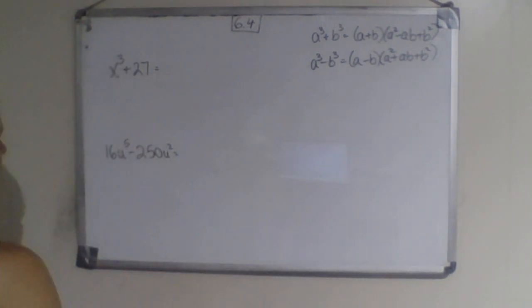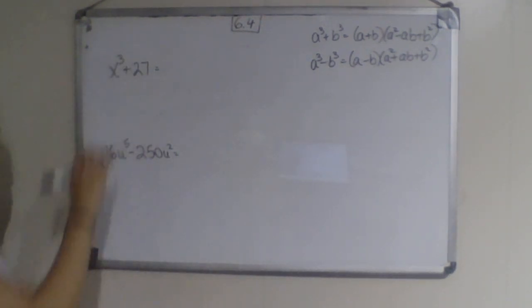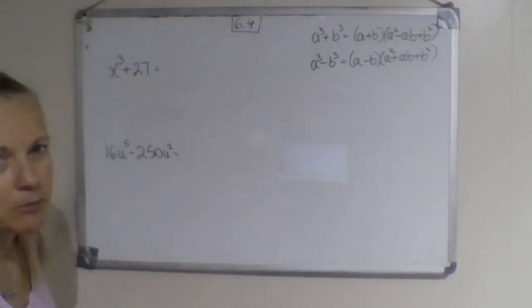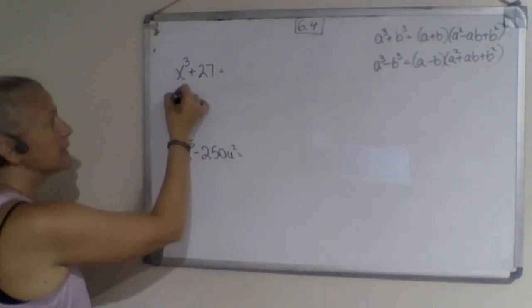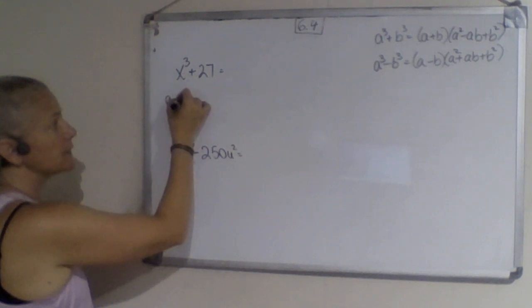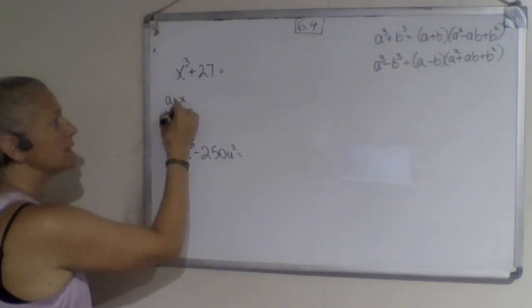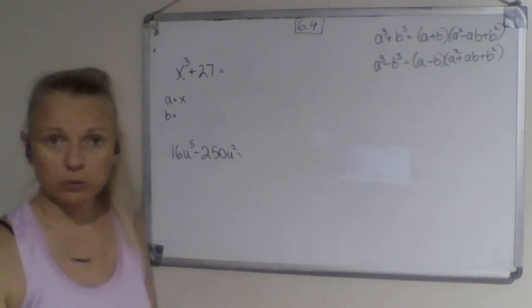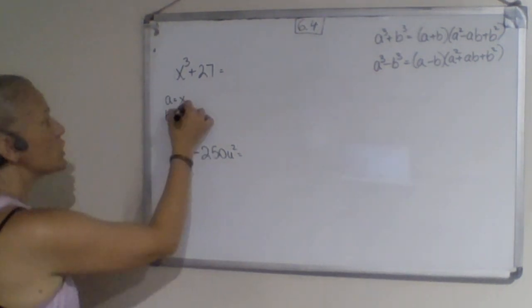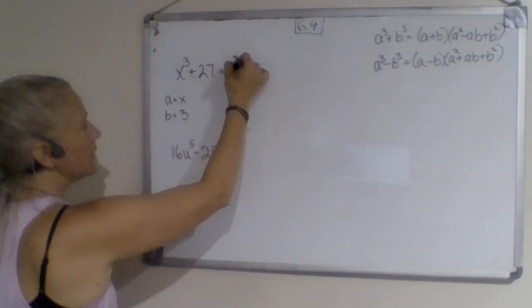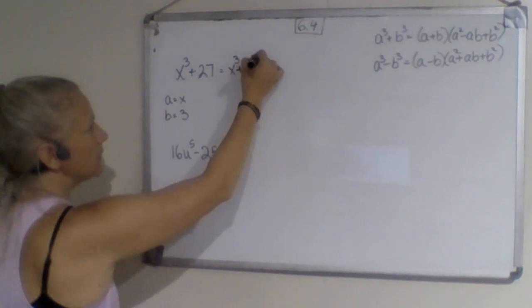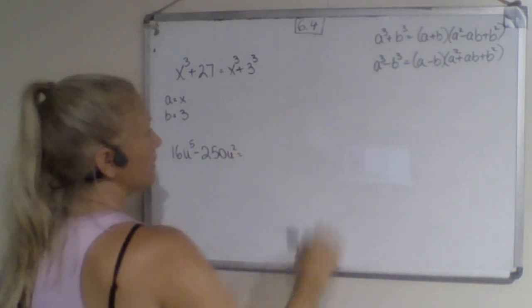Let's look at x to the third plus 27. If you look at this, you'll notice that my a is x, right? And my b is, what number to the third power is 27? 3, right? So I know that this is basically x to the third plus 3 to the third. I can now go ahead and apply my formula.